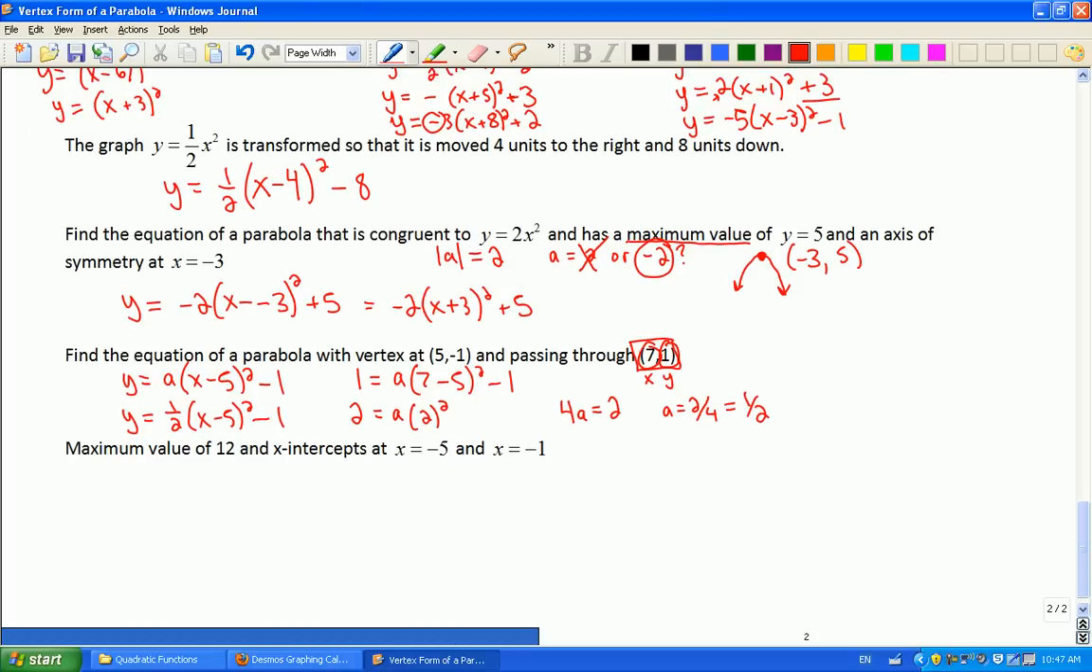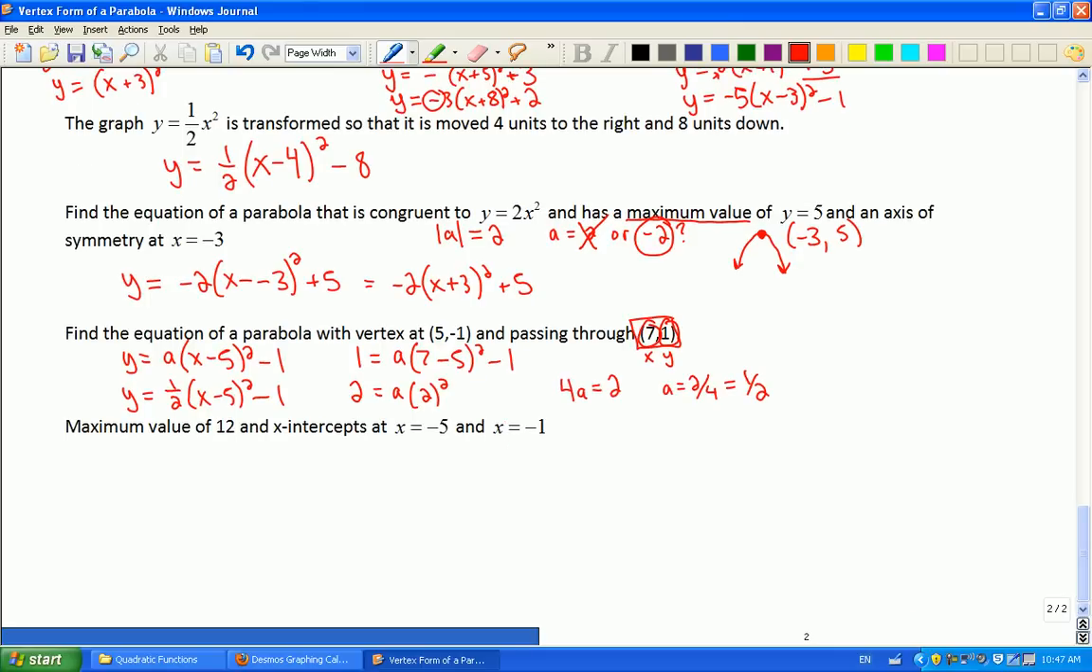And maximum value of 12 and x-intercepts. This one you have to think a little bit more about. So let's draw a little picture of it just so we can find it. It says I've got x-intercepts at -1 and -5 and a maximum value of 12. So somewhere up here, it's not to scale I guess, but this is what my parabola is going to look like. So we have to think about how it got there.